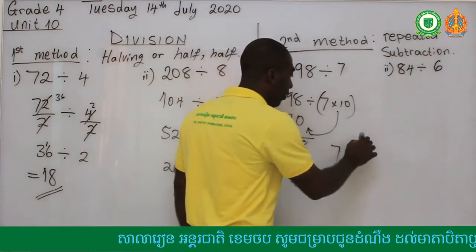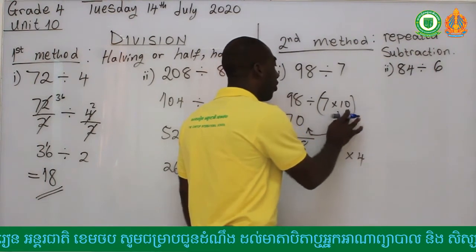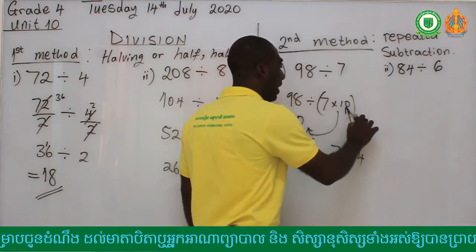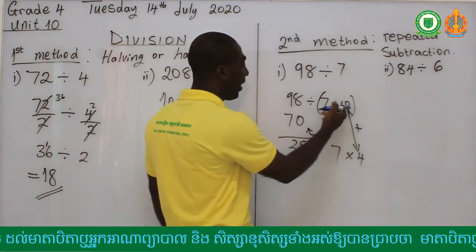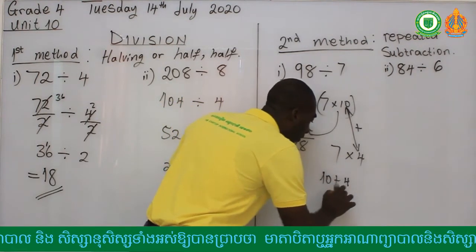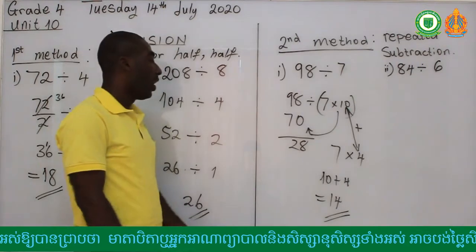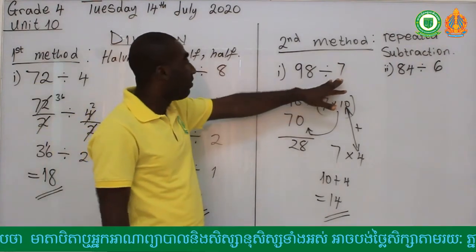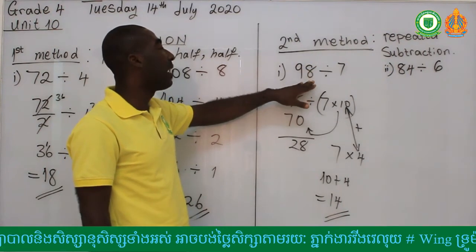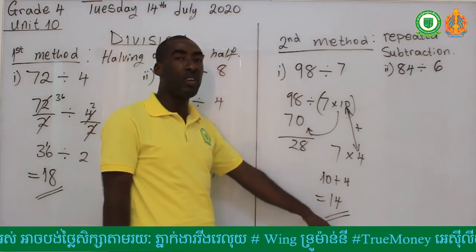That means between 10 and 4, you have to add 10 and 4. So you add this one. So we are adding 4 and 10, and that will be 10 plus 4, which is equal to 14. So that means when you divide 98 by 7, you're going to have 14 as your answer, okay?